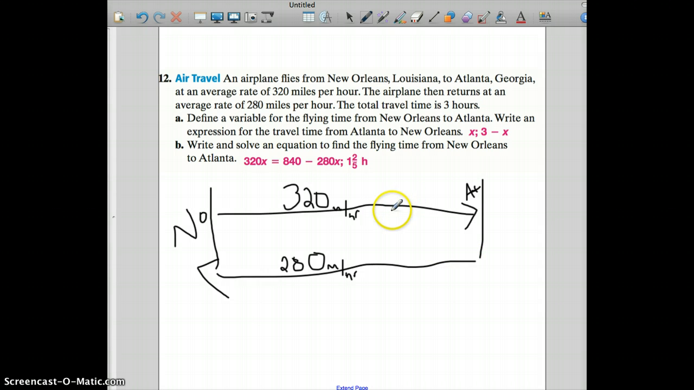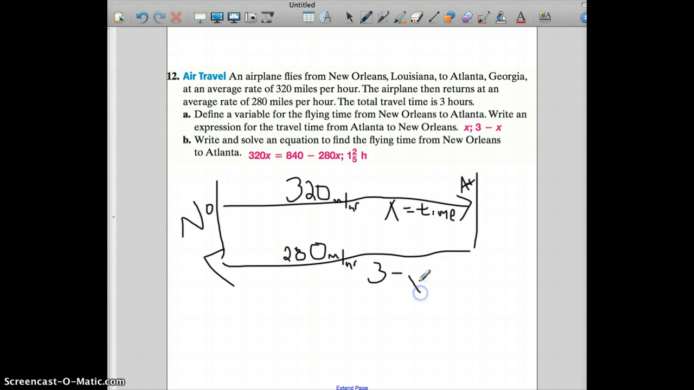If we say one part of the trip is x for its time, then the second segment of the trip is going to be 3 minus x. And this is the math that you are doing in your head when I asked you, well, if the trip took you an hour to get there, how many hours do you have to get back? So you have to ask yourself, what's the obvious question here? Hopefully we can see that the x and the 3 minus x is going to give us our time to Atlanta and then back.